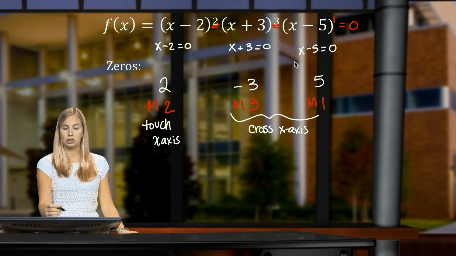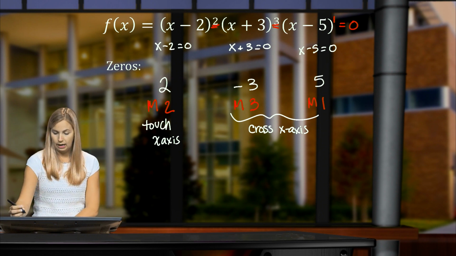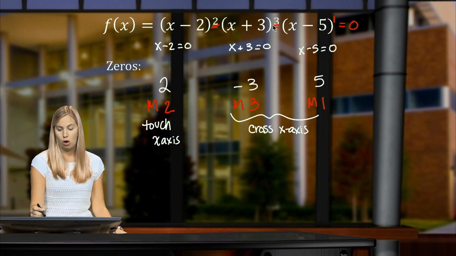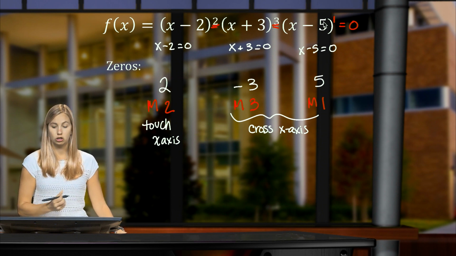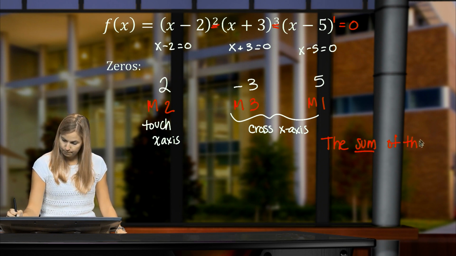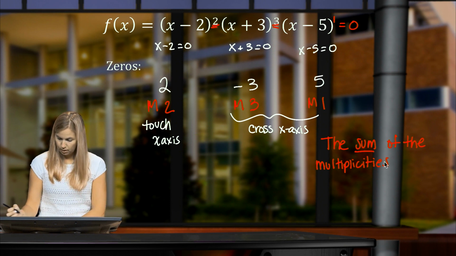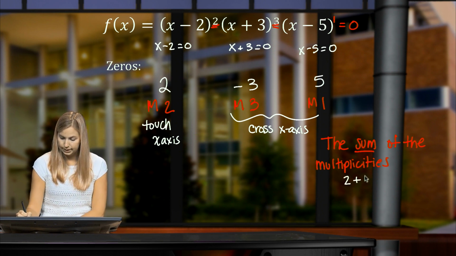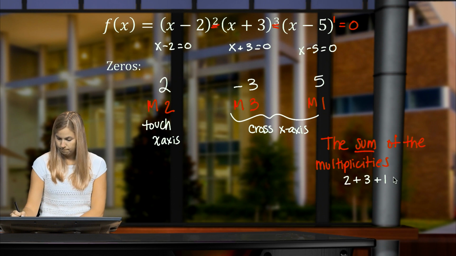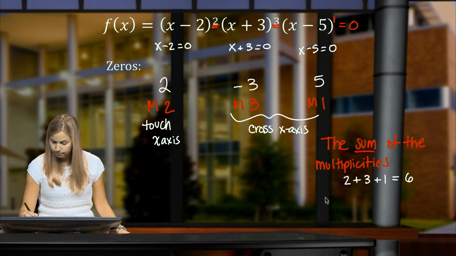If you want to pause here and start trying to multiply this out, go for it. But what you'll find is that if you add up all of your multiplicities, that gives you the degree. So in this example, we had 2 plus 3 plus 1, which equals 6. That's the degree of this polynomial.